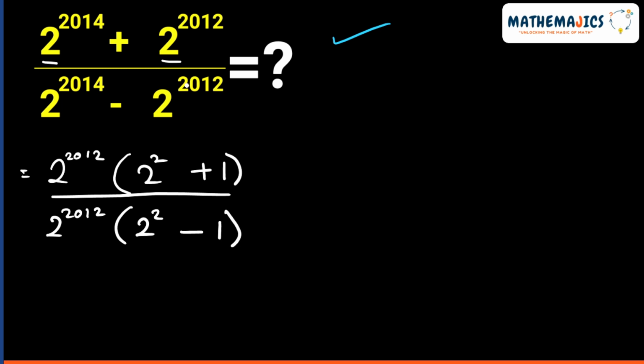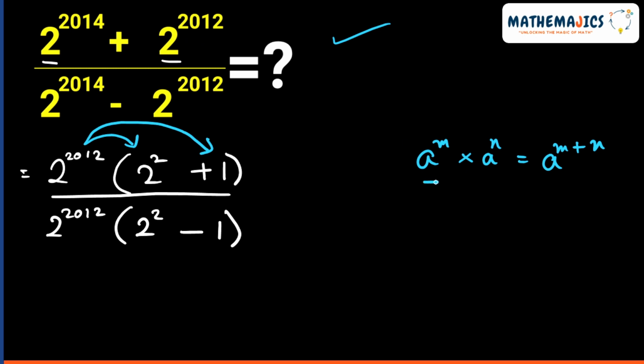Now, how have we taken this common? We are using one exponent rule which says a raised to power m times a raised to power n gives us a raised to power m plus n. Here, if we multiply 2 raised to power 2012 with 2 raised to power 2, we will get 2014. If we multiply 2 raised to power 2012 with 1, we will get 2 raised to power 2012. So we are basically using this exponent rule, correct?